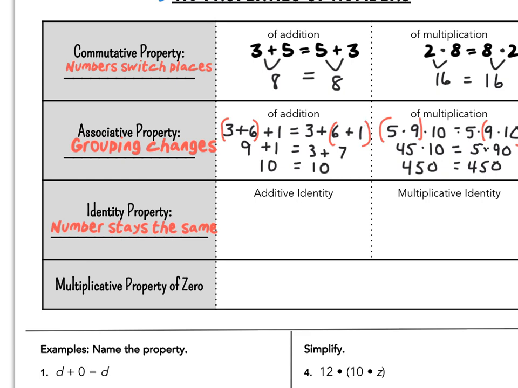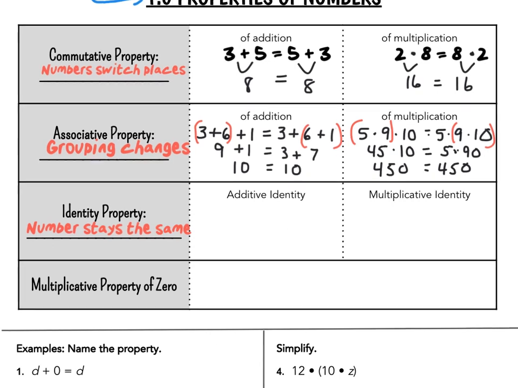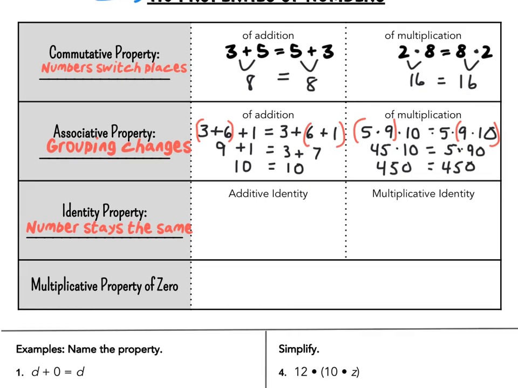For the next property, we have the identity property. The identity property is where the number is going to stay the same. So I want you to write number stays the same. And there are two identity properties. We have the additive identity and the multiplicative identity. So for example, on the additive identity, if we have a number such as 5 and we add 0 to it, it stays as 5. So the number stays the same, it doesn't change.